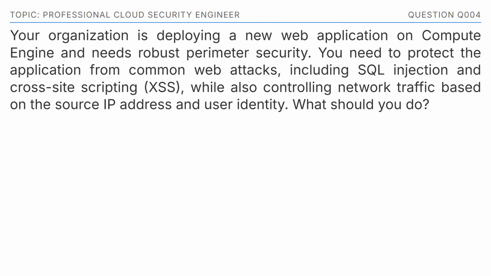Your organization is deploying a new web application on Compute Engine and needs robust perimeter security. You need to protect the application from common web attacks, including SQL injection and cross-site scripting, XSS, while also controlling network traffic based on the source IP address and user identity. What should you do?